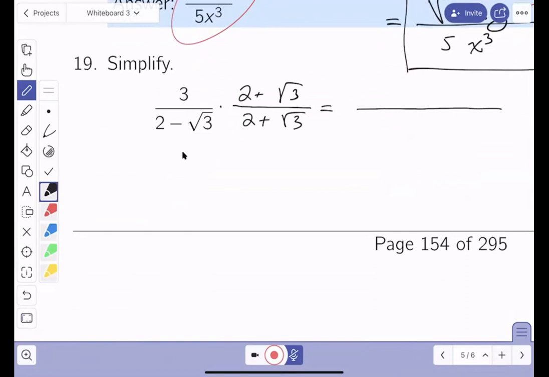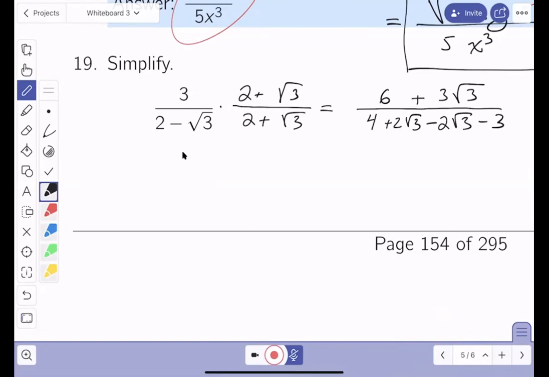Let's do the top first, pretty simple. And again, we'll go in stages. 3 times 2 is 6, plus 3 times root 3 is 3 root 3. Do the bottom. 2 times 2 is 4, plus 2 root 3, minus 2 root 3. I'm using the distributive property of multiplication, minus root 9, which is minus 3.